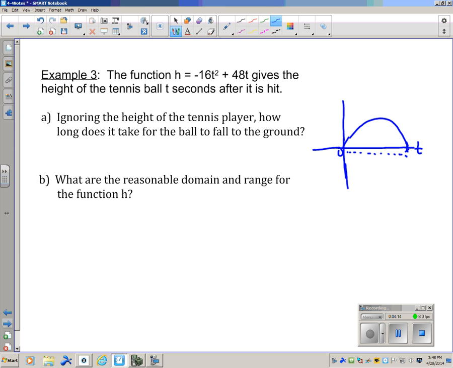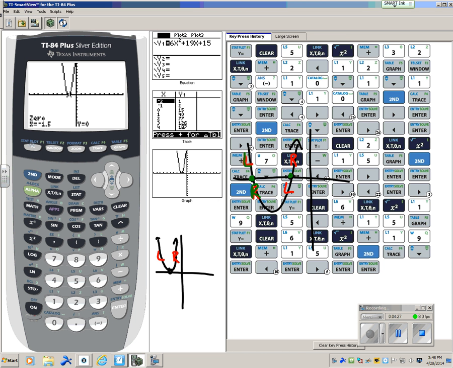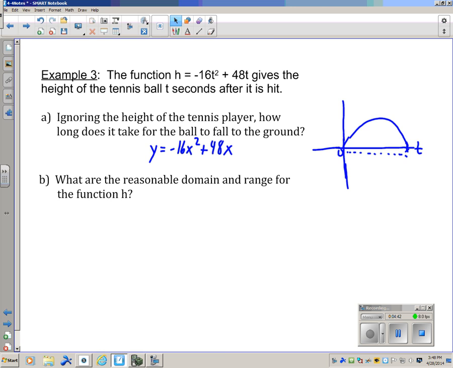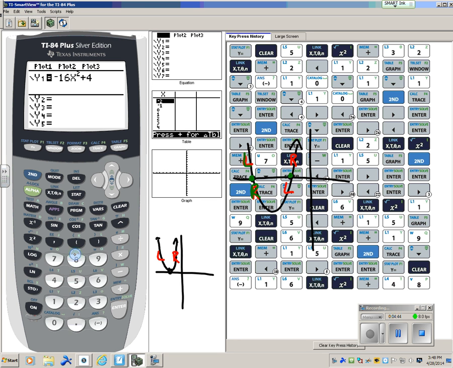To be able to do that, we can just plug this into the graphing calculator, except we're going to punch it in as y equals -16x squared plus 48x. So let's do that. Notice it's going to be upside down as well, because you've got that negative in front this time. So I'm going to clear it out. -16x squared. And I think we said plus 48x, but I'm going to double check. Plus 48x. Hit graph.